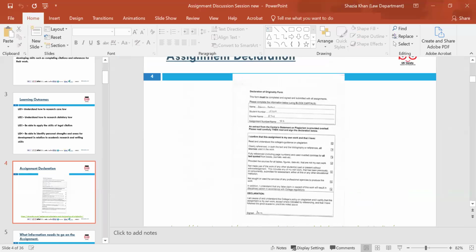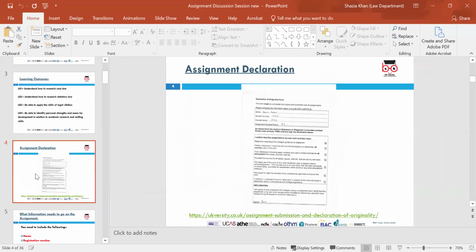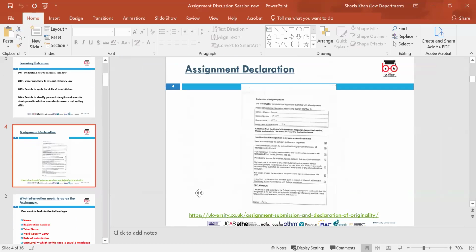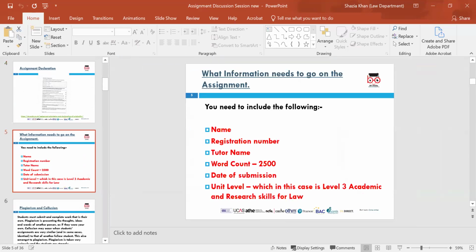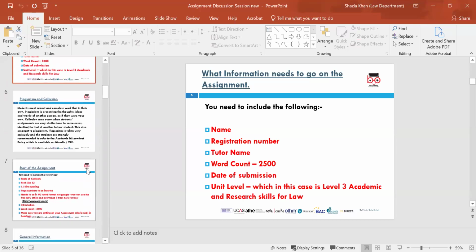Next one is what information needs to go on the assignment. So the information that needs to go on the assignment firstly is your name, your registration number, your tutor's name, your word count, which for this assignment is 2,500 words, the date of submission, and the unit level. And in this case, it's unit level 3, academic and research skills for law. So these need to go on so that the person marking it can identify what unit you're doing and the details of the unit.